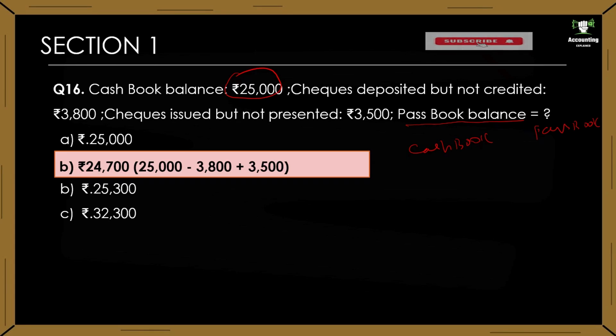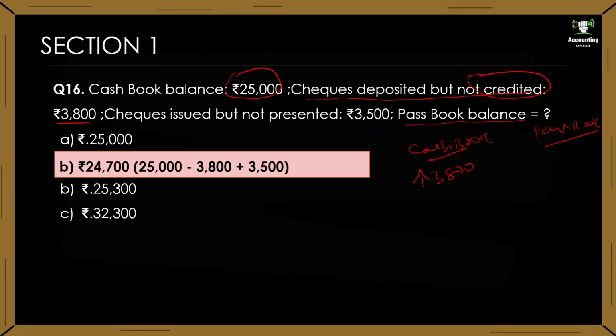Now checks deposited but not credited rupees 3,800. You have deposited a check of rupees 3,800. You will record it in the cash book as soon as you get the check. When you get the check only, you will deposit it, no? So in the cash book, you have increased the balance by 3,800. But the passbook, they have not entered it. So what you have to do to get the passbook balance? Only if you reduce this 3,800, you will get the passbook balance.